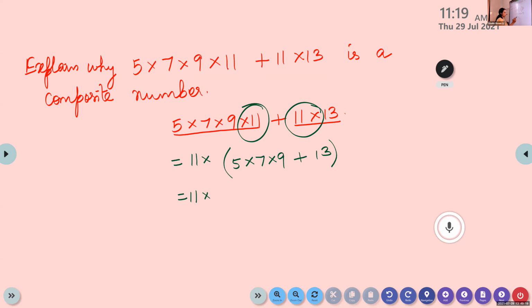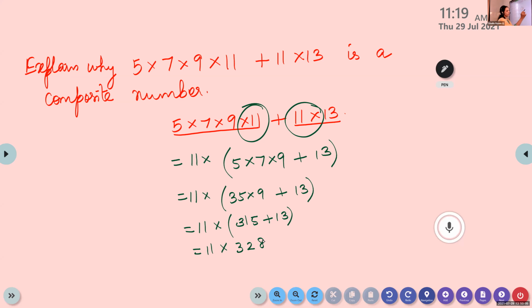So that is 11 into, when you multiply this, 7 5s are 35, so 35 into 9 plus 13. What is 35 into 9? 315 plus 13. So we can write this as 11 into 328. Look at the given number. We are able to write this as 11 into 328. That means 11 is a factor, yes or no?